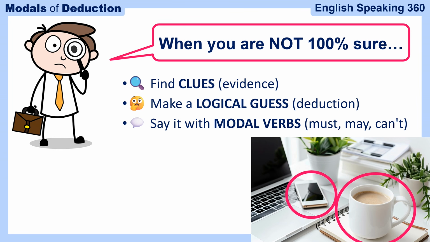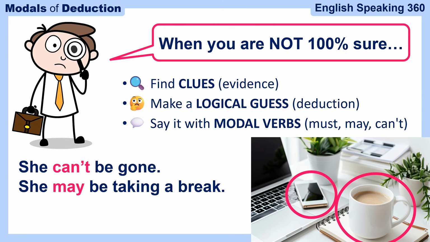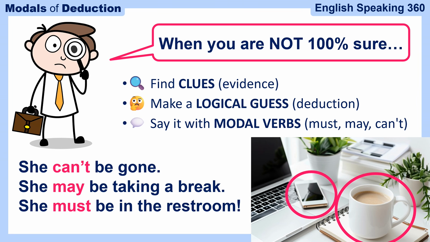So if you put it all together, you could say, she can't be gone. She may be taking a break. She must be in the restroom. These sentences here are all made with modals of deduction because they show that you are not 100% certain.